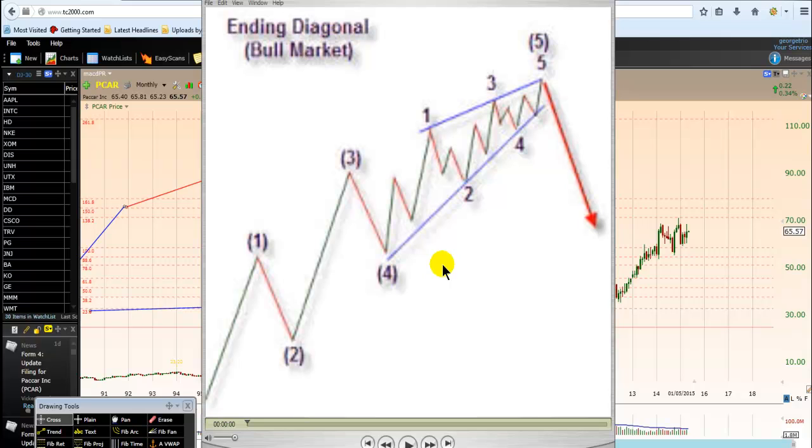This is about Elliott wave explained step 3. It's a quite advanced trading method, all right?